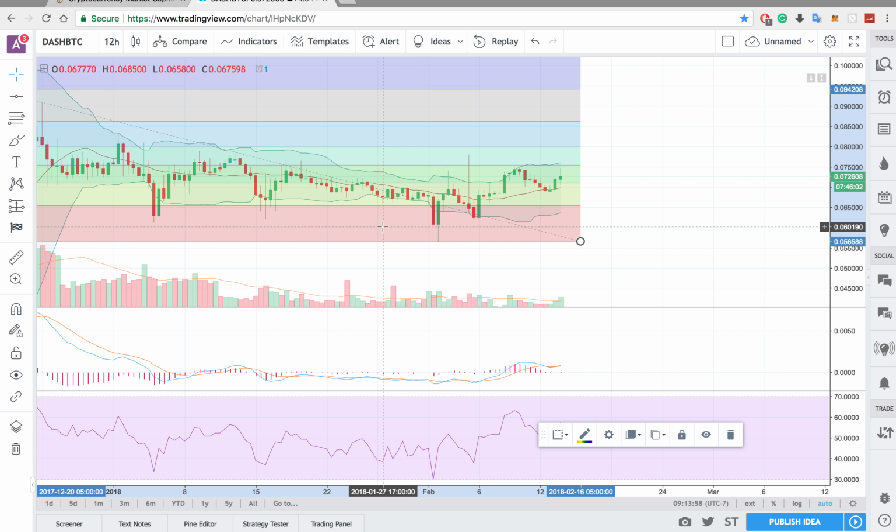But I would wait to buy it maybe in a couple days. It might drop down to the bottom Bollinger Band, and that's when I would put more in. But I already have some Dash, so I'm pretty set on that. I don't need to worry about that.